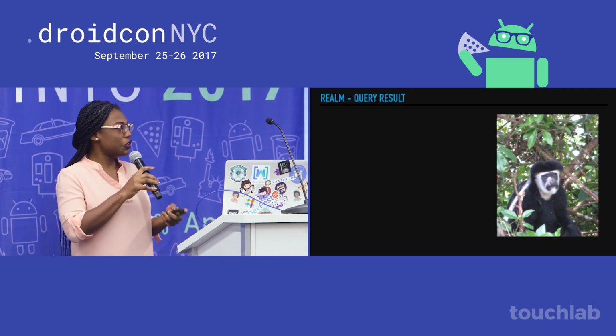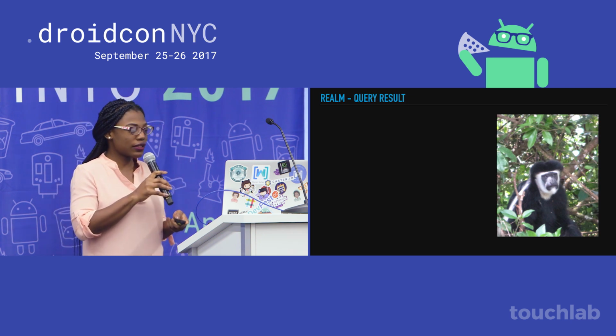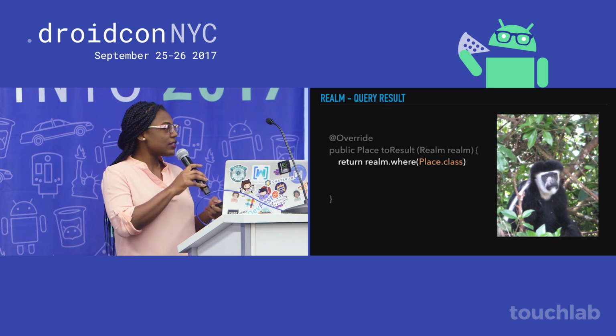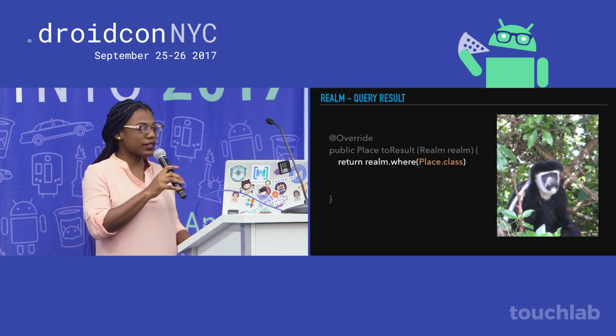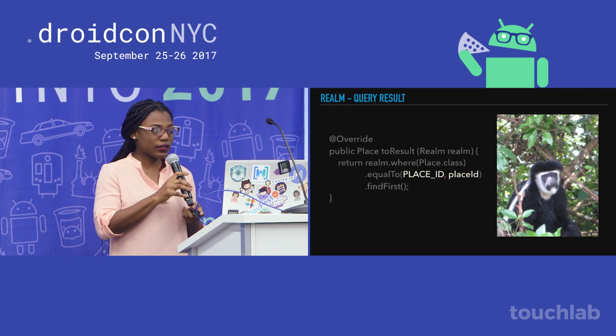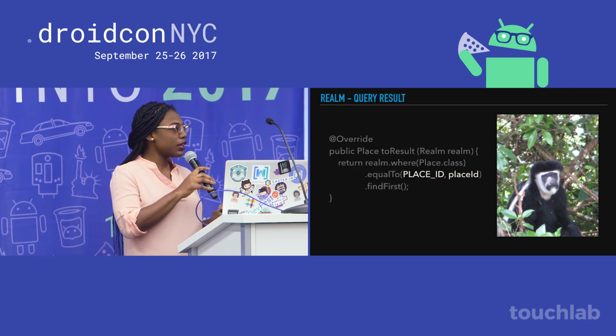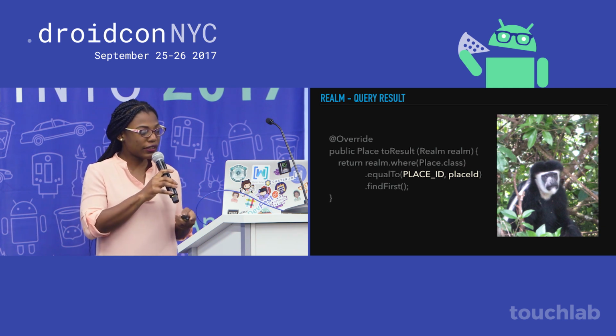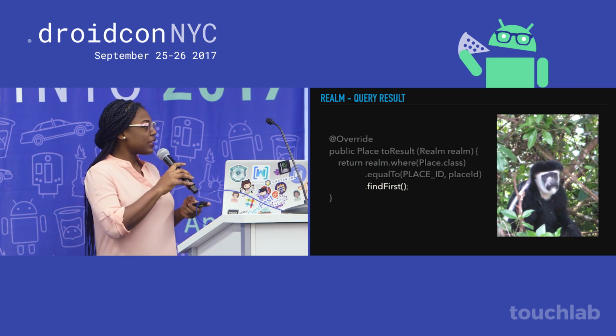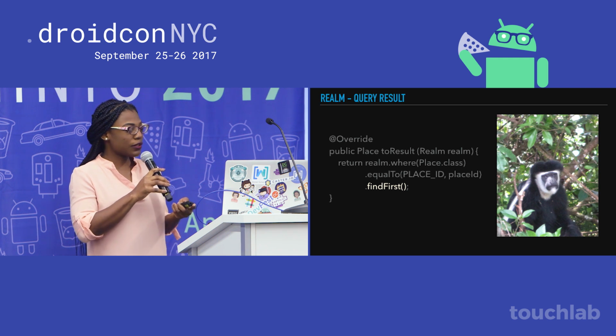Now we want to retrieve our records. How did we do that? The Realm instance has a builder-like interface, and the first method to call there is the where method, and this takes in a Place class as a parameter. And then we'll specify the query requirements. So in this case, we want to retrieve a place with a specific place ID. And finally, we want the first matching response.